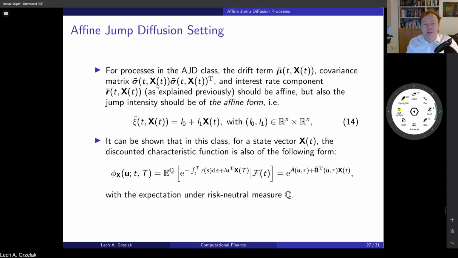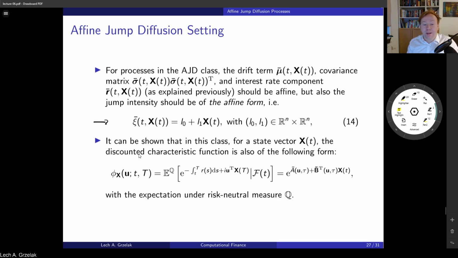So as in the affine diffusion framework, all the drifts, squared volatility or covariance matrices, and interest rate need to be linear. The same holds for intensity. So the intensity psi of the Poisson process cannot depend in a way other than linearly on the state values. You see there we have L0 plus L1 x, and this dependence is only linear.